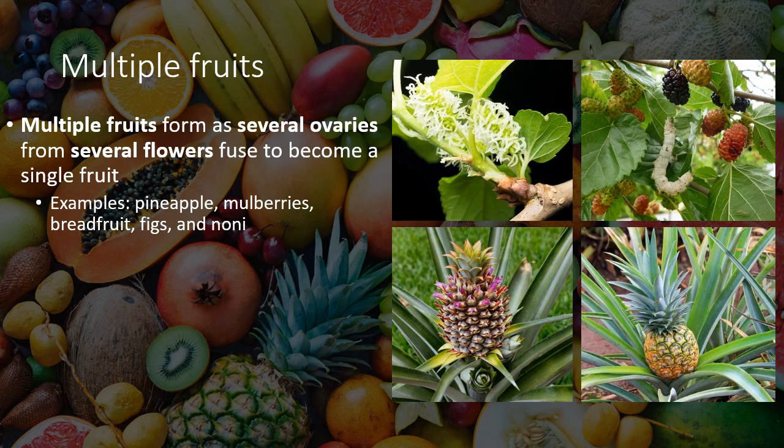Multiple fruits are very easy to confuse with aggregate fruits. Some of them even look similar, but their developmental origin is quite different. To explain multiple fruits, I think one of the best examples to start with is a pineapple. If we look at the image in the bottom left, we will see a pineapple inflorescence that is in bloom. So this is a stalk bearing many flower buds of the pineapple plant. At this point, it is not yet a fruit. It's just a bunch of flower buds on a stalk.